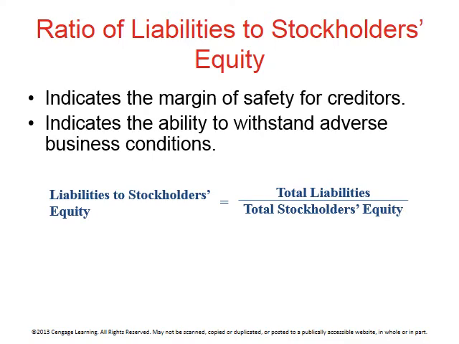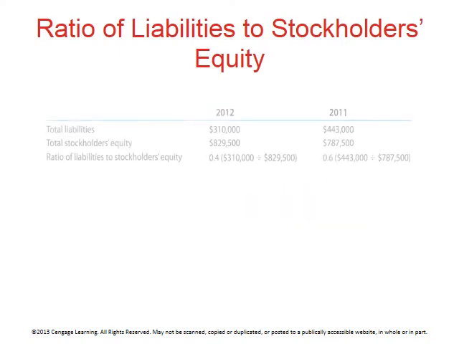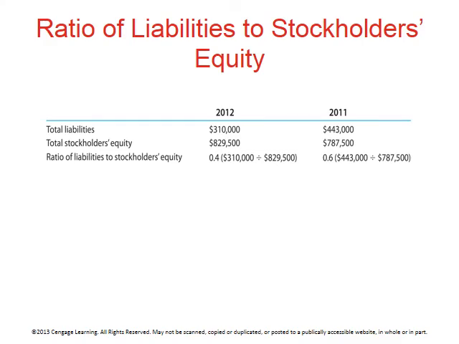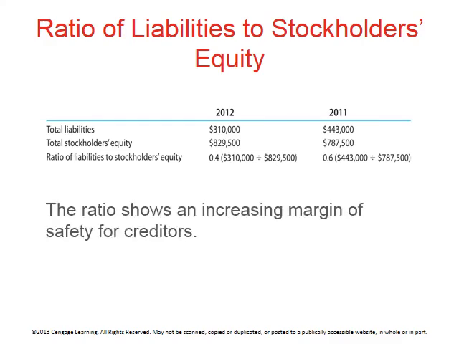What this means is that if your liabilities are more than your stockholders' equity, and the company were to go bankrupt, it's giving security to the creditors to know there might be something left for them in the end. If we look at the ratio, take total liabilities divided by total stockholders' equity, we get 0.4. So for every dollar of liabilities, there's 40 cents of stockholders' equity.